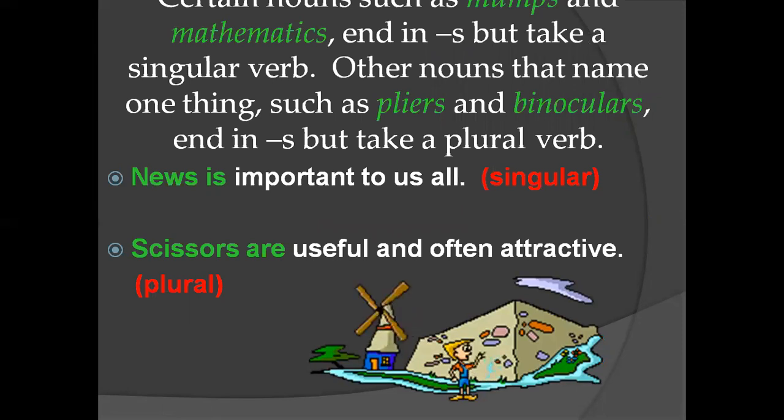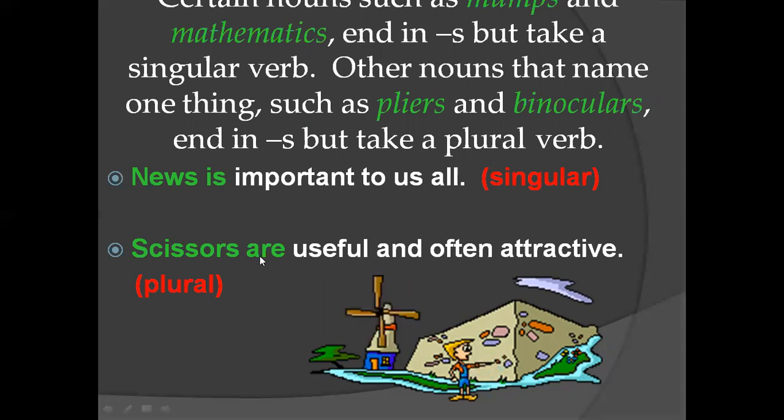Collective nouns such as mathematics or tramps end in s but take a singular verb. Other nouns that name one thing, such as pliers and binoculars, end in s but take a plural verb. For instance, news is important to us all. News here ends with s, but it takes a singular form.